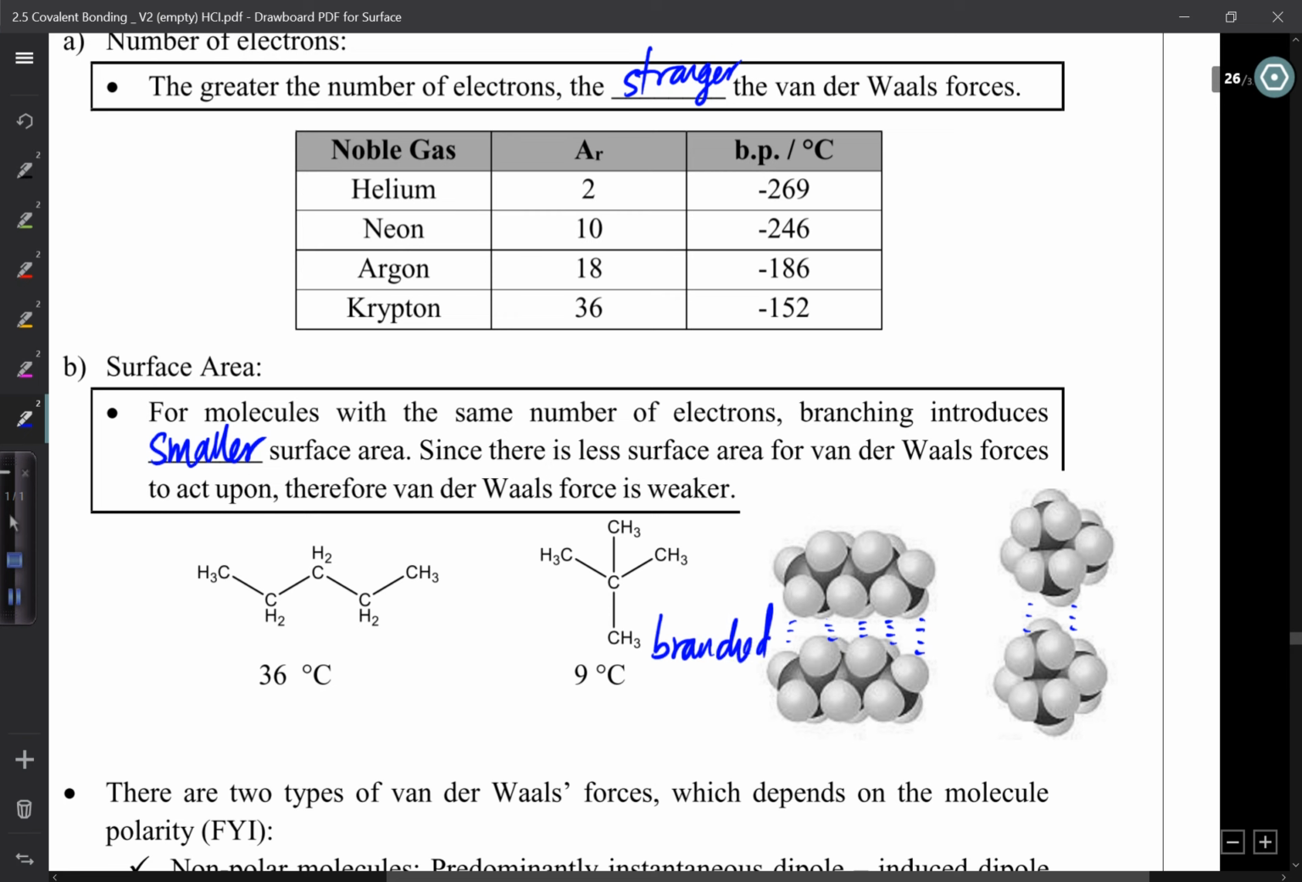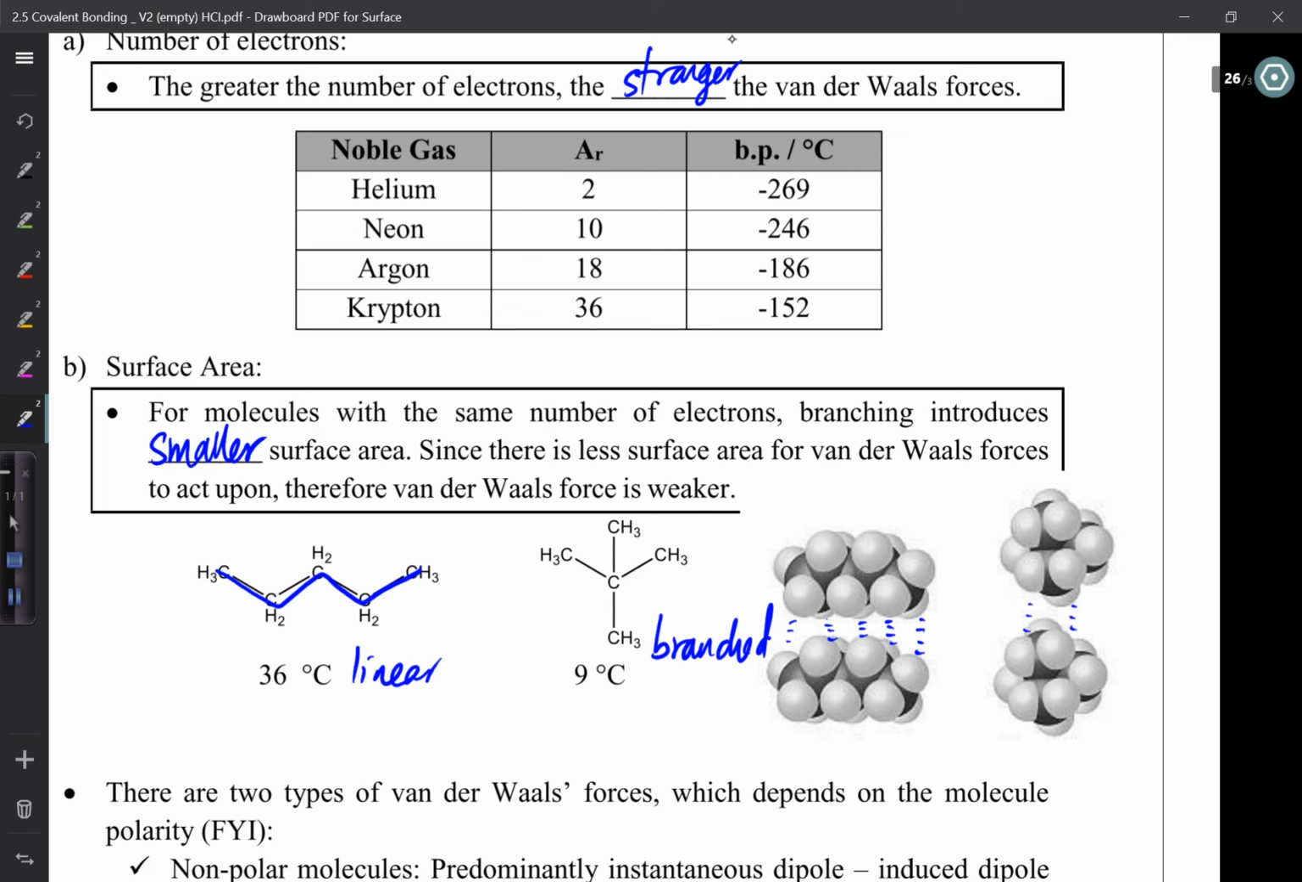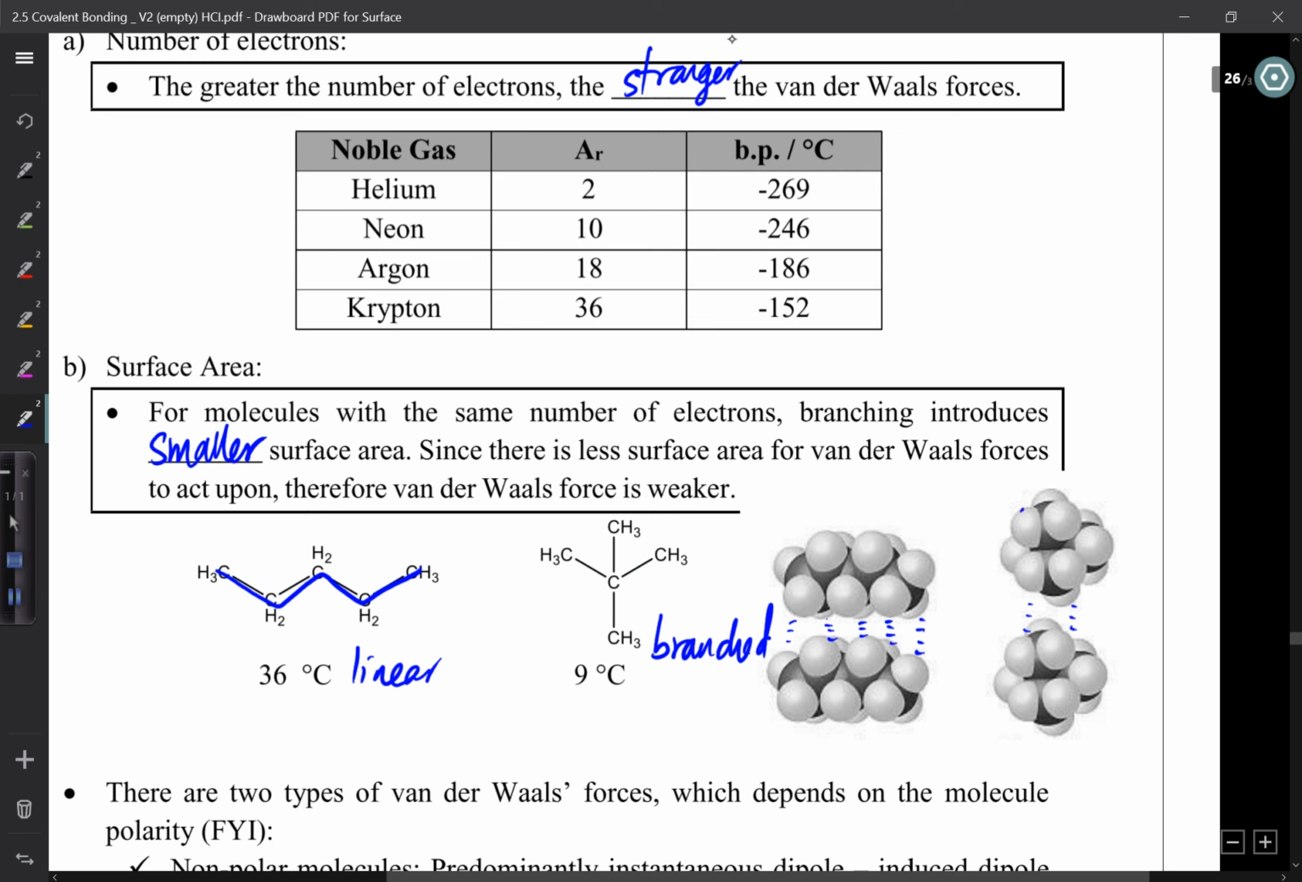Alright? So this compound is known as a branched compound. Quite obvious why it is called branched, right? Because it looks like a branch. For this case, it's called a linear compound. It looks like a chicken foot. Linear because you can draw it in one line. Branched because you cannot connect all the atoms in one line without bypassing an atom that you have already drawn. So that's why the branched one has weaker van der Waals force than the unbranched one.